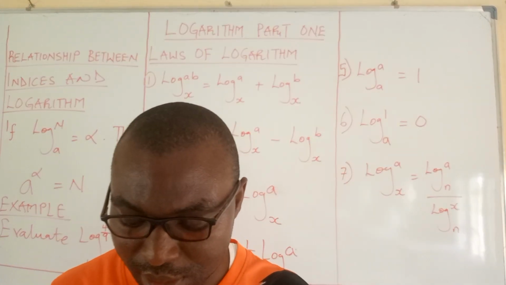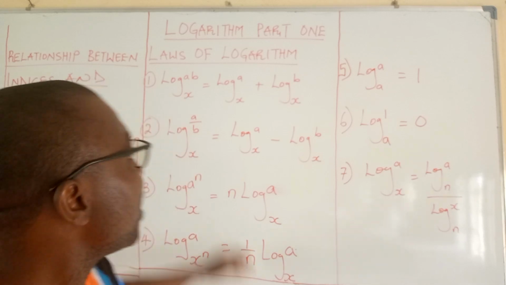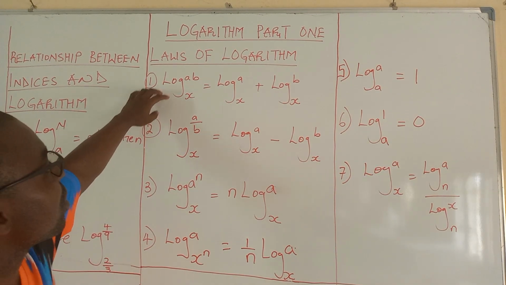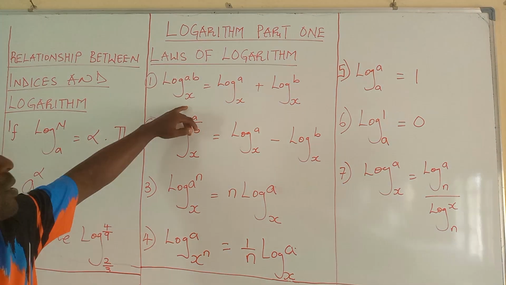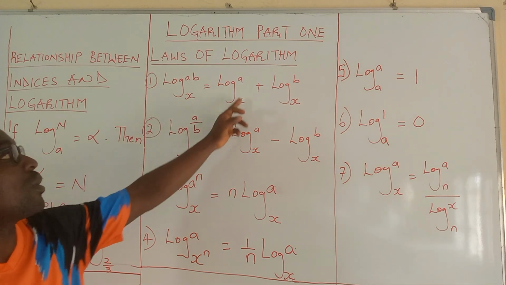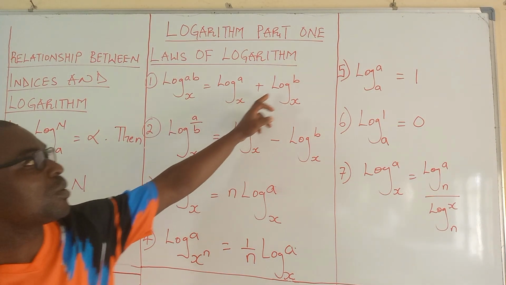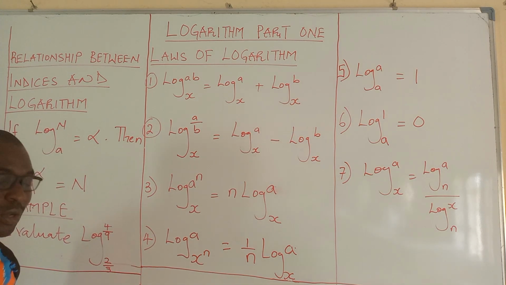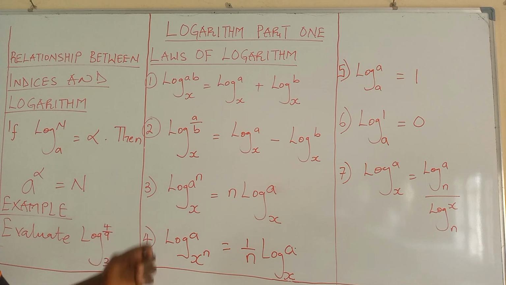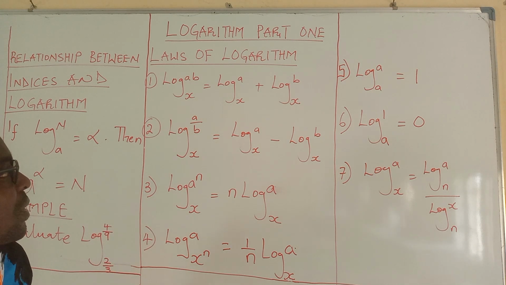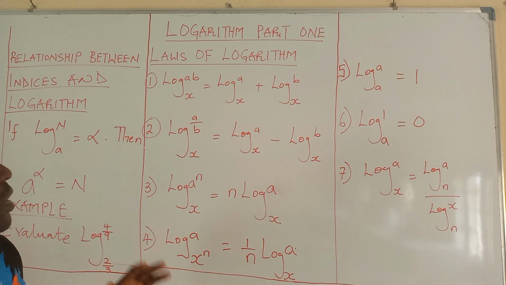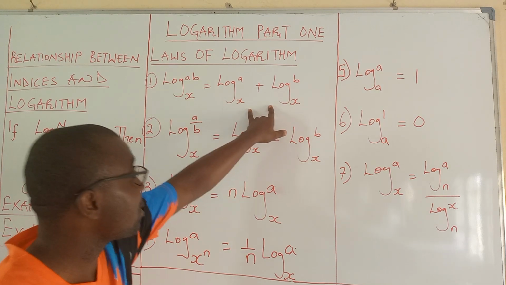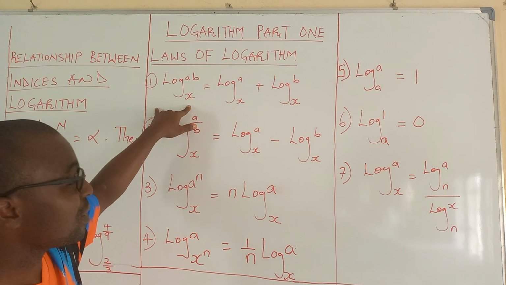So, logarithm part 1, we have laws of logarithm. Now, the first one we have is log AB base x is equal to log A base x plus log B base x. This law can also be called the multiplication law of logarithm. And now, you can as well express the right hand side as equal to the left hand side. It is still the same thing.